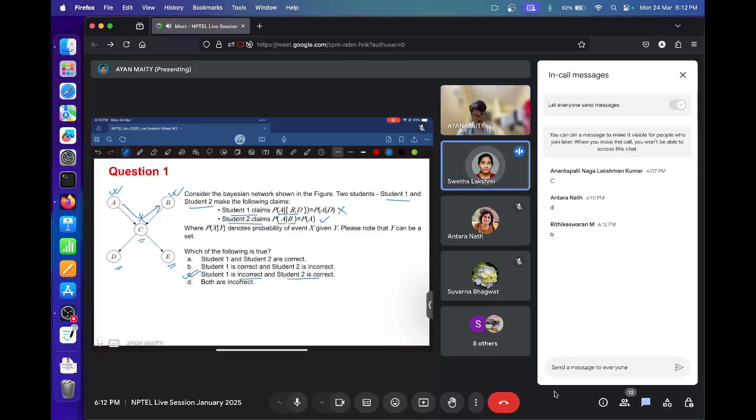Could you please explain how we know we have to find out that A and B are independent, that part? Yeah, so there were three D separation rules.